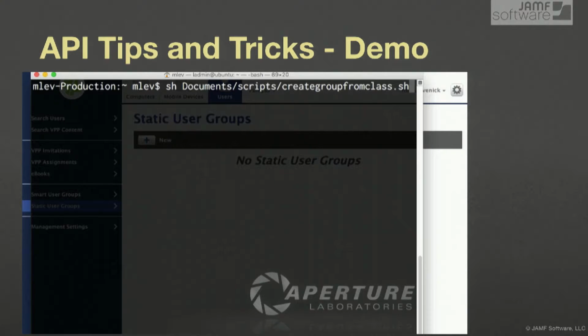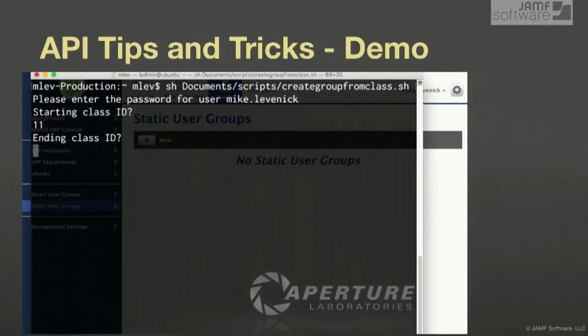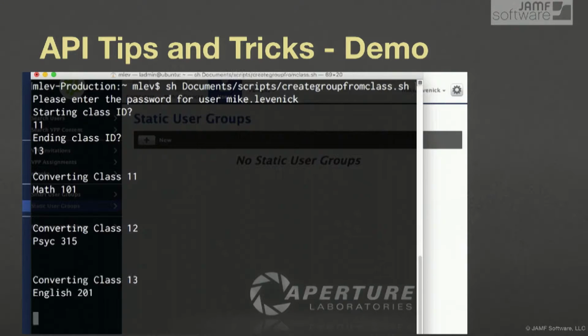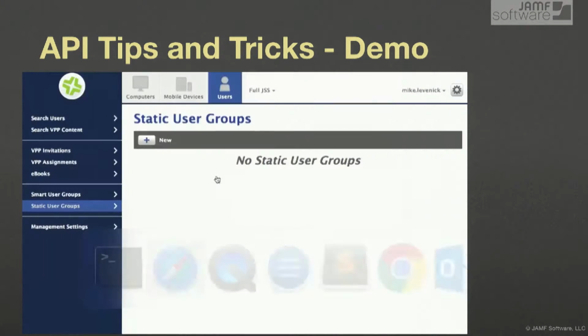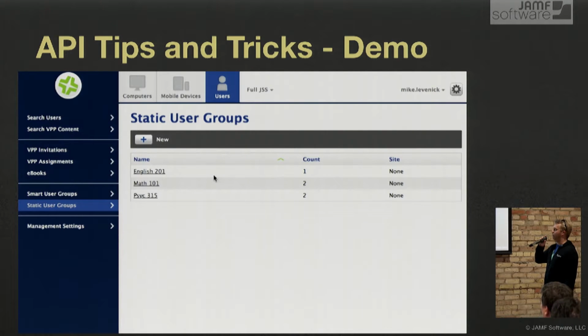And once we run the script, it's going to prompt us for the password for mike.levenik. And after we authenticate, it asks for the starting and ending class IDs. And then it's just going to run through. It tells us which classes it's converting, and it happens very quickly. And once that's all done, we refresh, and we can see that we now have 3 static user groups which contain the students from those classes.